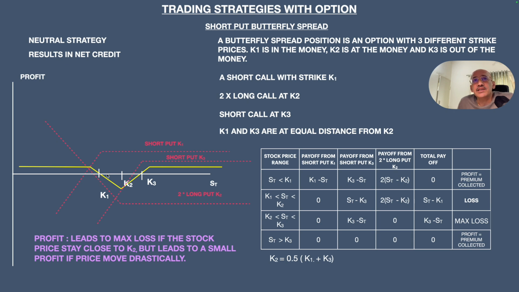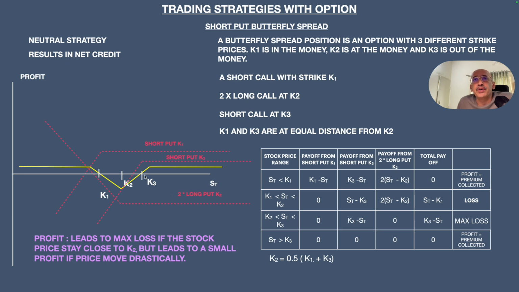Now, let us come to the next part, that is if the value lies between K2 and K3. So if it lies between K2 and K3, you lose the premium of the long puts, and you keep the premium of one short put at K1, whereas one short put at K3 will be at loss. So the loss will be K3 minus ST. So this K3 minus ST is going to be the max loss.